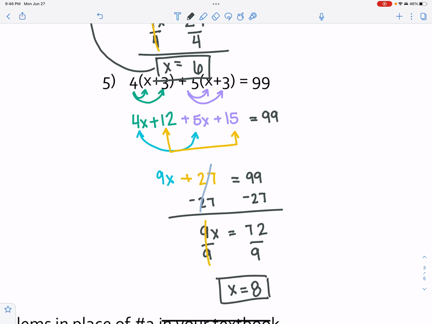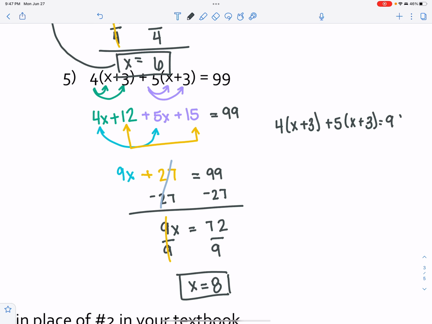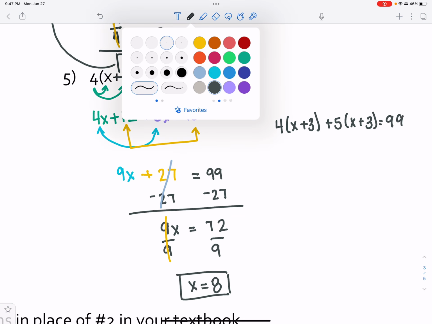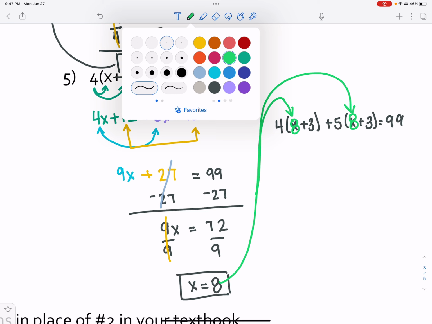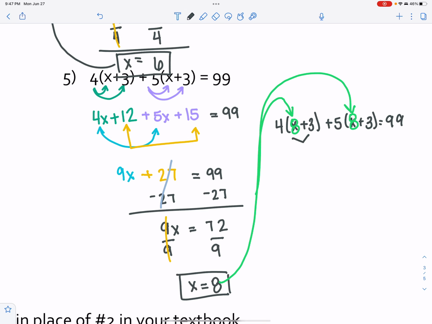Now, if you were going to check this, you would plug back into the original equation all the way back at the top. You would plug in 8 everywhere that there was an x. And so you would replace that with an 8 and that with an 8. And then you could do the parentheses first and then multiply by that, add them together, and you should get out 99.